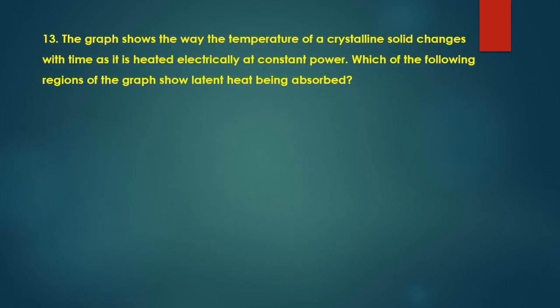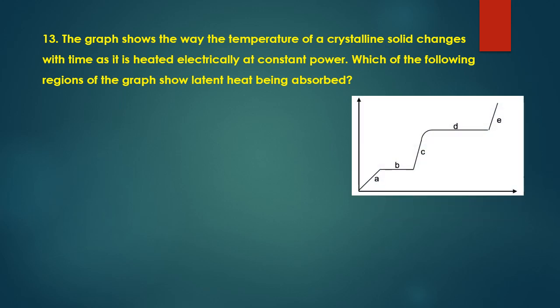Moving on to question 13, you have a graph and the question tells you that this is how the temperature of a crystalline solid changes with time. It is being heated electrically at constant power, which means we are giving it the same amount of energy each second. Which of the following regions shows the latent heat being absorbed? So the thing about latent heat is that when latent heat is being absorbed, you will not see any rise in temperature. So you need to look for those parts of the graph where the temperature is not increasing.